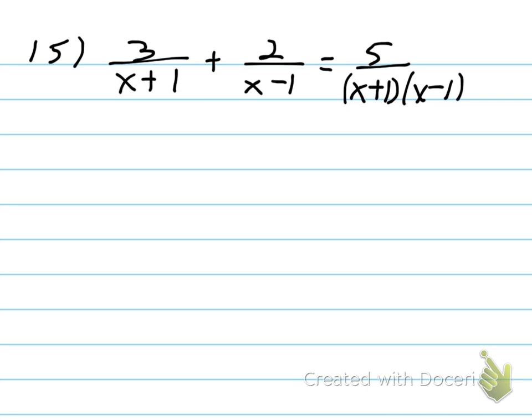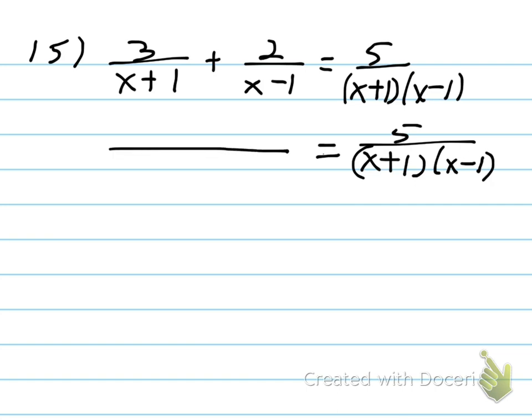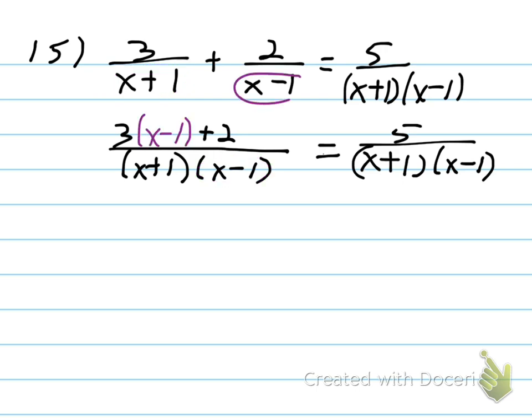I'm going to get my common denominator, which just so happens to be x plus 1 times x minus 1. And at this point, I'm going to take an assumption that we can find that, and that's fairly obvious in this instance. So I need to compensate for that in the numerator. This denominator is missing that factor of x minus 1. This denominator is missing x plus 1, and that's what we need to multiply the 2 by.